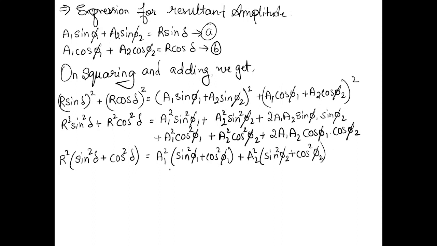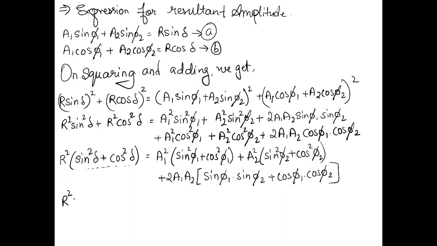From here on this side, you can take a1 a2 outside. So plus 2a1 a2 if you take outside, you will get sine phi 1 into sine phi 2 plus cos phi 1 into cos phi 2. Okay, so this value is equal to 1. So this is r square into 1. So this will be equal to a1 square into 1 plus a2 square into 1 plus 2a1 a2. Okay.